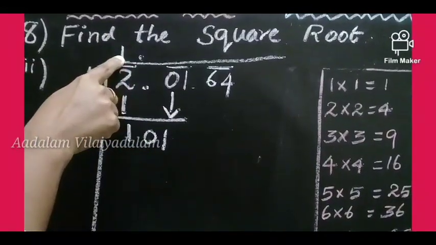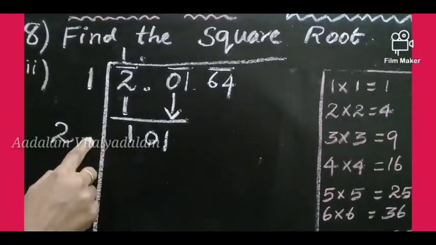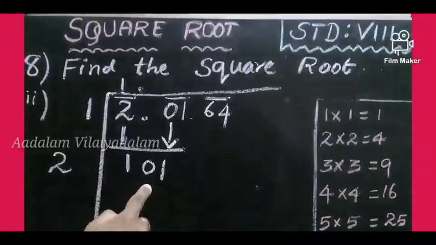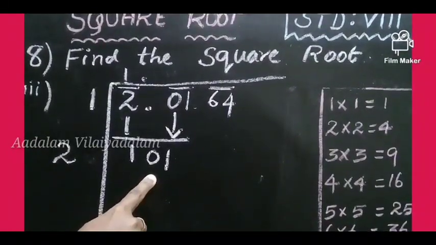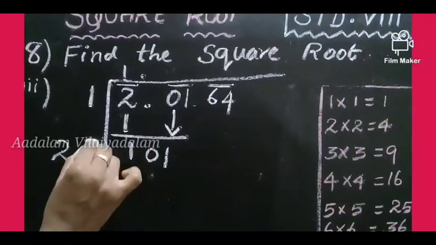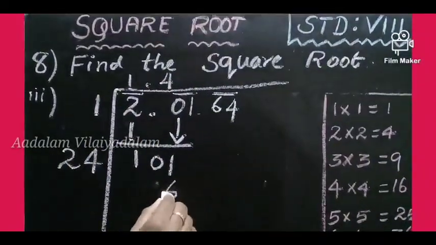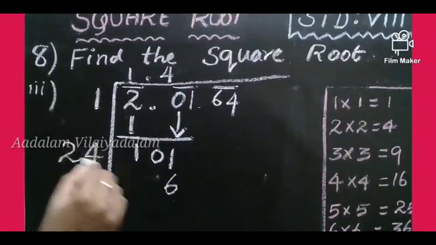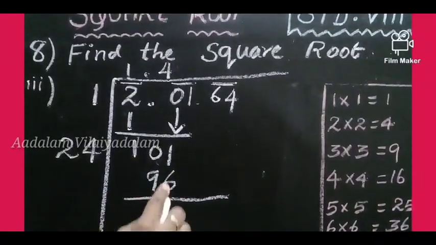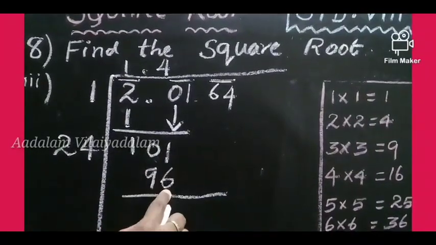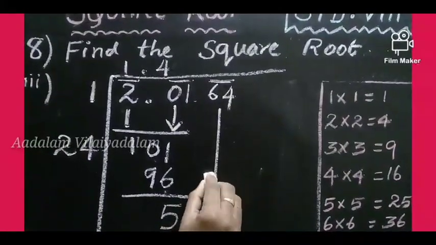Now the quotient value multiply by 2. 1 2s are 2. We choose the same numbers only. The number should be equal to 101 or less than 101. So 4 times here. 24 into 4. 4 4s are 16. Balance 1. 4 2s are 8. 8 plus 1, 9, so 96. That is 96, it is below 101. Now subtract the answer. 101 minus 96. The answer is 5. So next write the next digits.